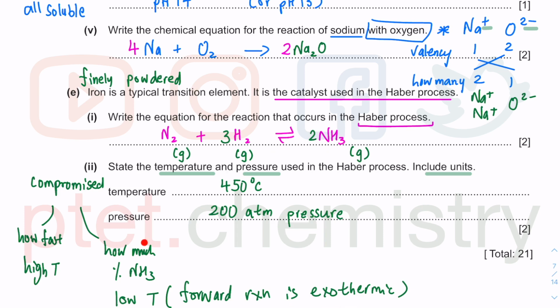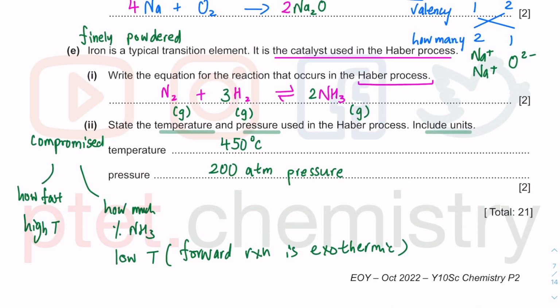Those are to do with equilibrium, and this is to do with rate of reaction. Of course, at higher temperature, kinetic particle theory says your particles will get more kinetic energy, collide more frequently at a higher speed. Therefore, you get more effective collisions, faster rate of reaction. They contradict. That's why you have to come to a compromise. 450 degrees Celsius is stated in the syllabus.